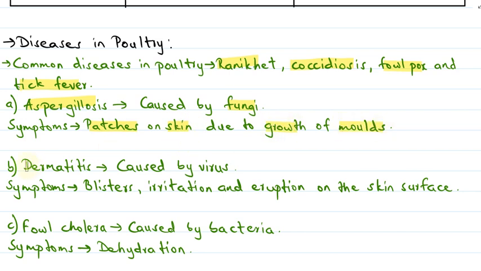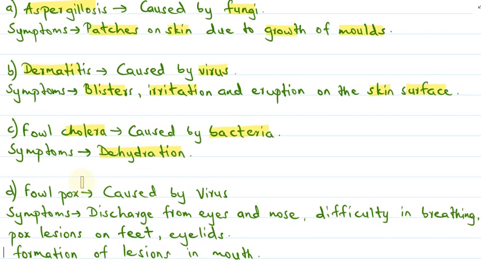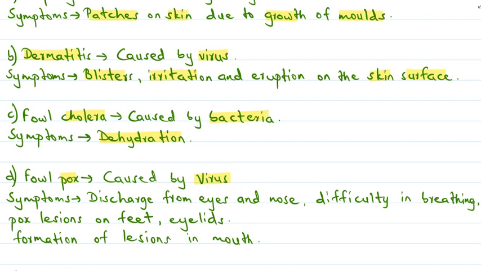Okay. Then we discussed dermatitis, which is caused by virus, hence it is a viral disease. The symptoms include blisters, irritation and eruptions on the skin surface. Then we talked about fowl cholera, which is caused by a bacteria, hence it is a bacterial disease, and the main symptom is dehydration. Then we also discussed fowl pox. So it is caused by a virus and it is a viral disease. So the symptoms include discharge from eyes and nose, difficulty in breathing, then there is formation of lesions on feet, eyelid, and also in the mouth.